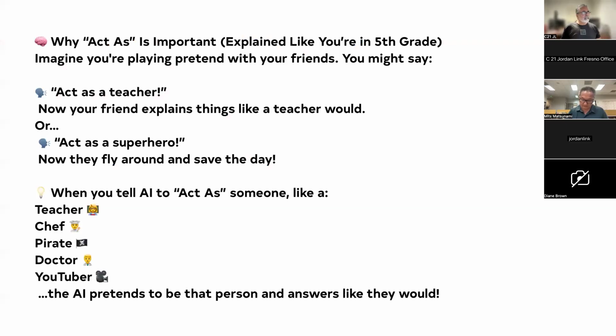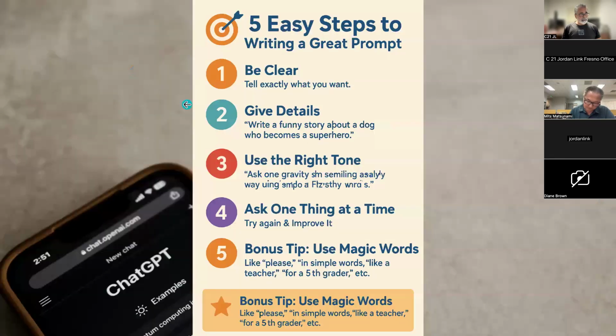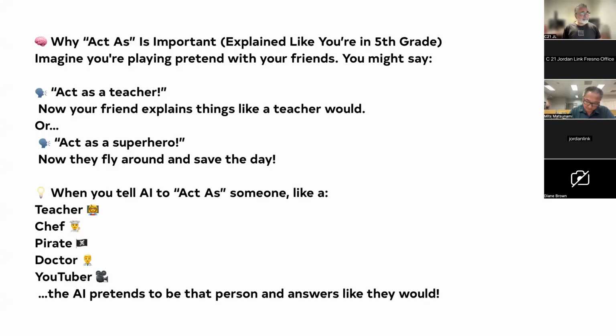Okay. Now, the one thing that most people miss in AI is act as. The number one thing you should do before you start it all is you should tell it, I need you to act as. Okay. Before you get into be clear, give details, use the right tone, ask one thing at a time. So basically, why is it important?